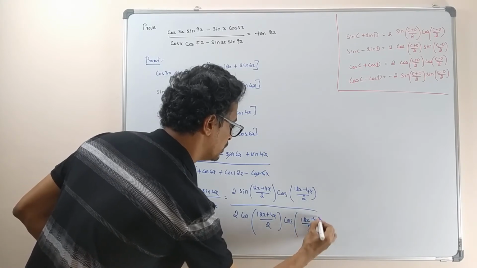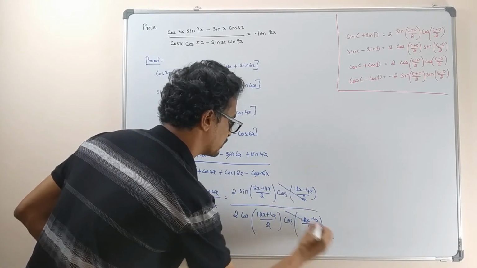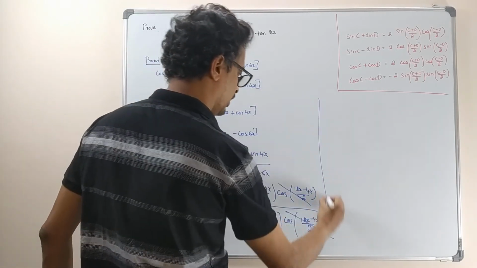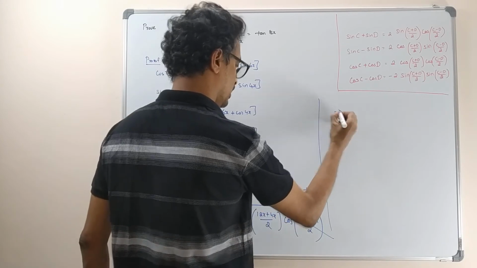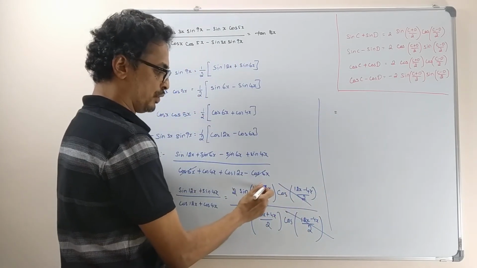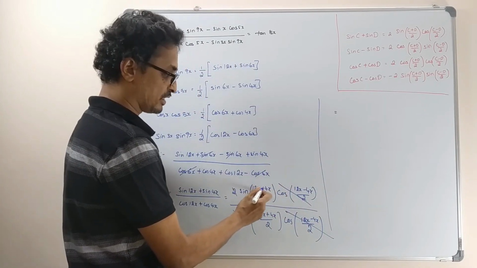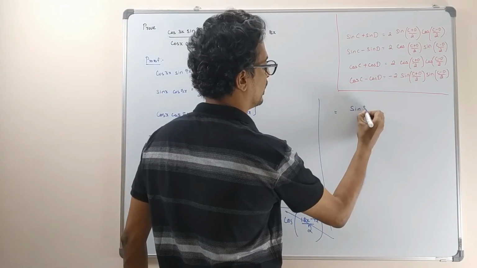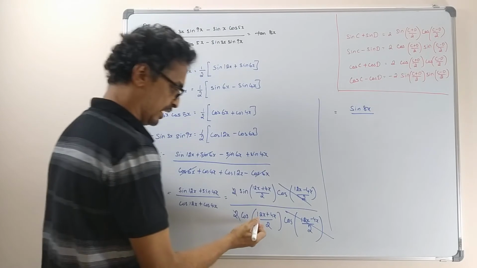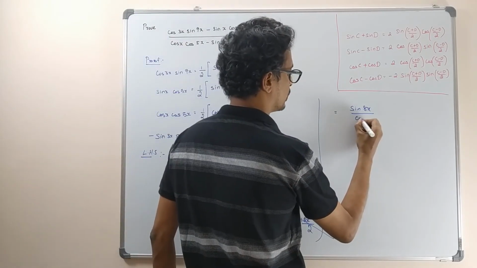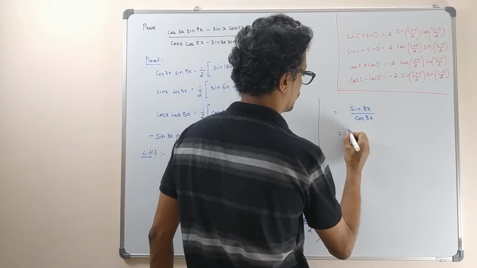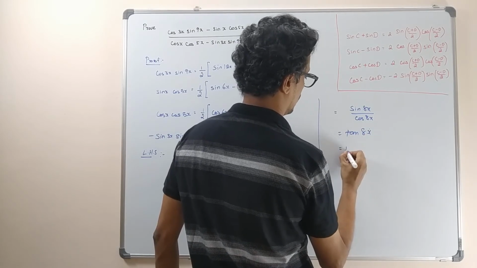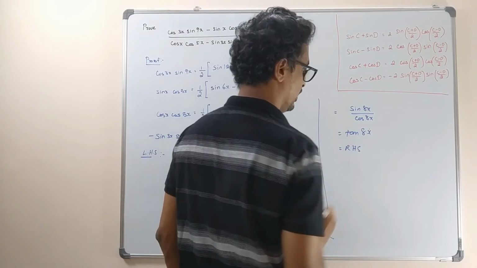So here itself this cancels off. 2 also cancels off. So what we are having, this is going to be 12 plus 4, 16. 16x by 2, that is equal to 8x, right? So sin 8x divided by the same thing here, cos 8x, that is equal to tan 8x. Hence 2.